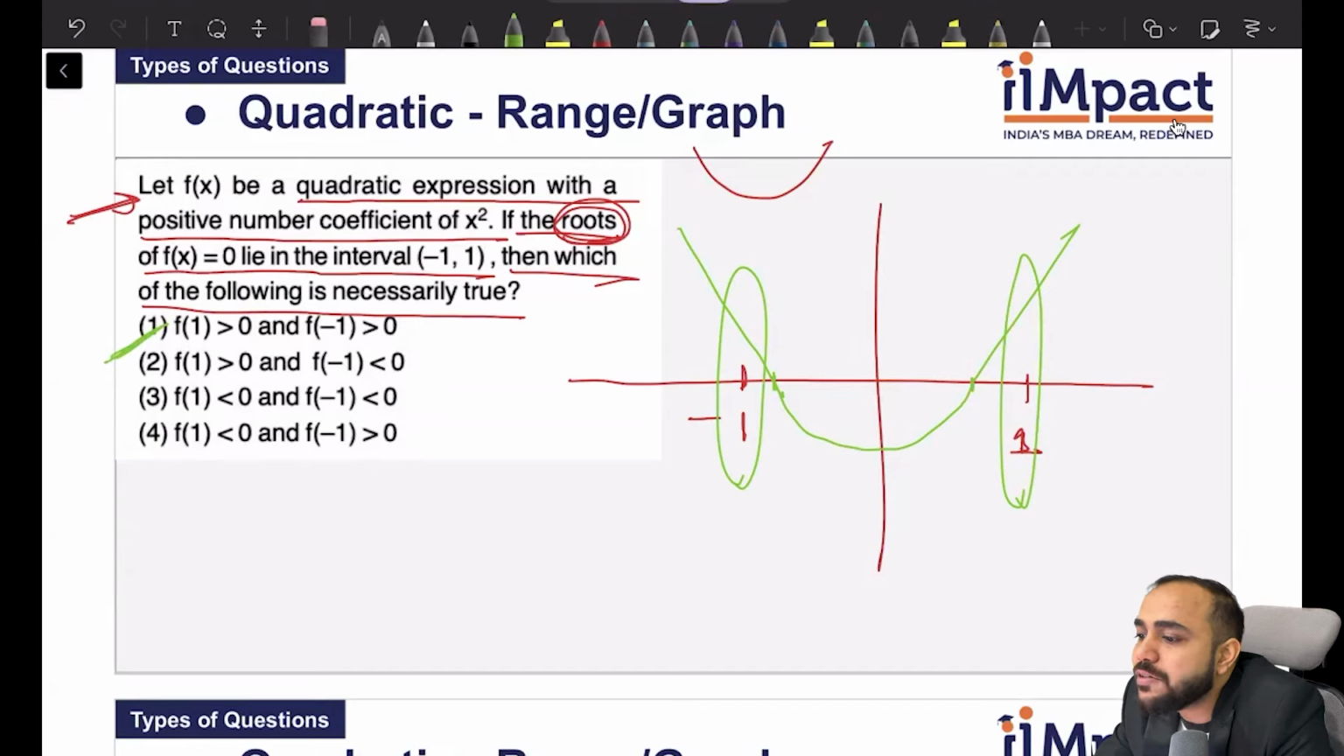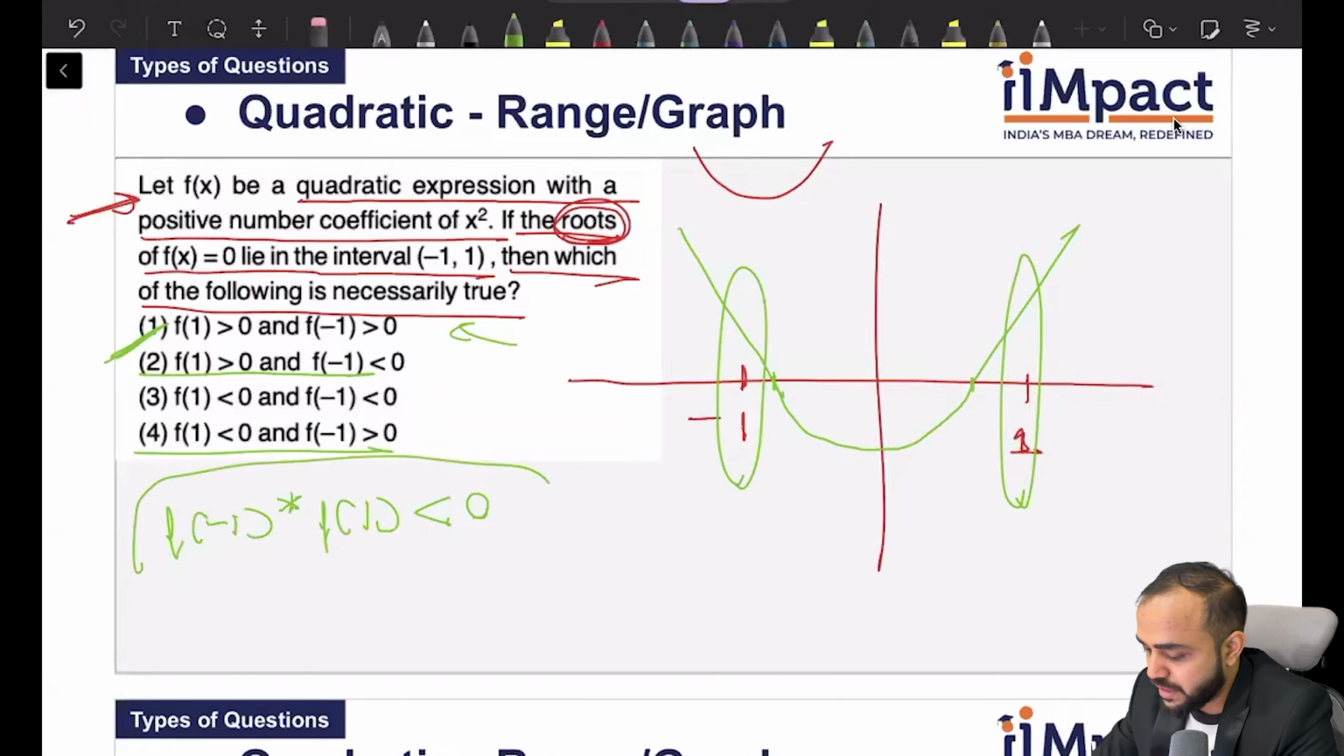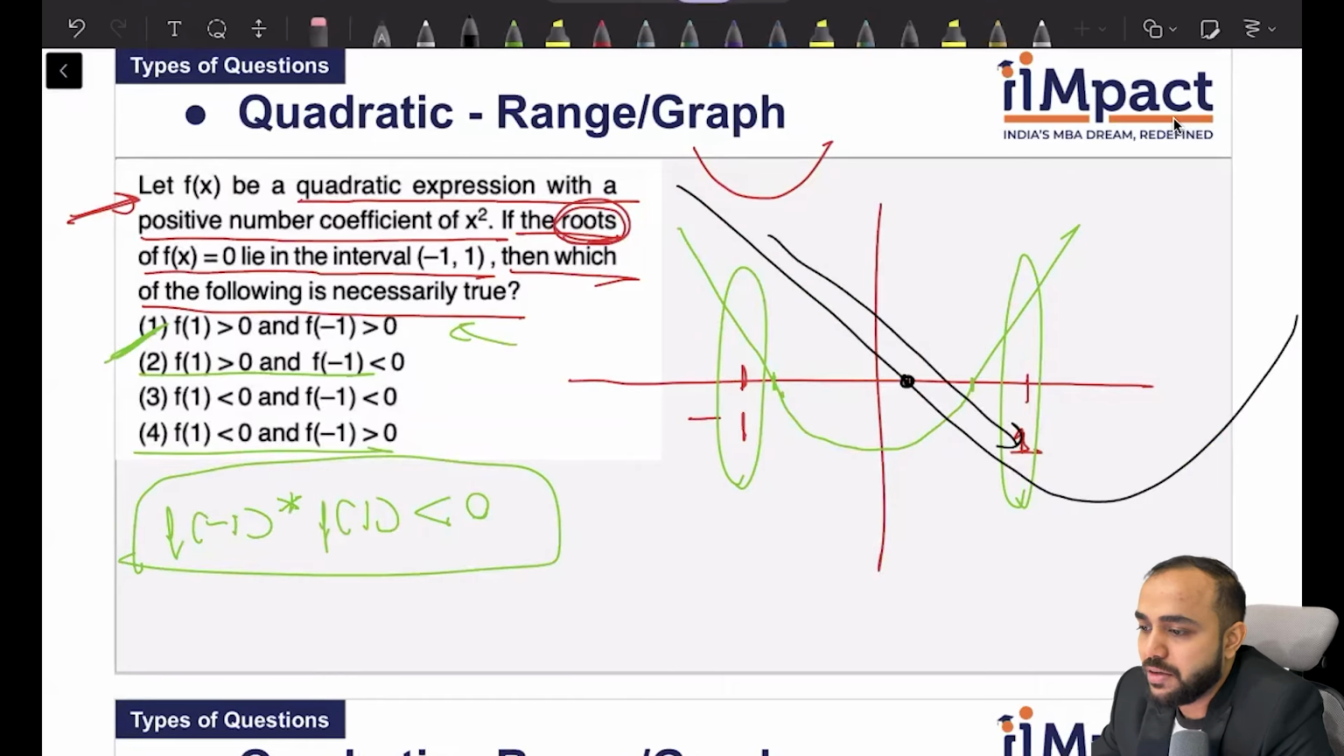If they had said that only one of the roots lies between minus 1 and 1, then what could have been the condition? Then the condition would have been f of minus 1 into f of 1 is less than 0. I mean, in this format it would have been multiple possible, either 2 or 4, or they could have given it like this. Because if only one root lies, then it will have to be something like this, right? It crosses the x-axis only once between these two.